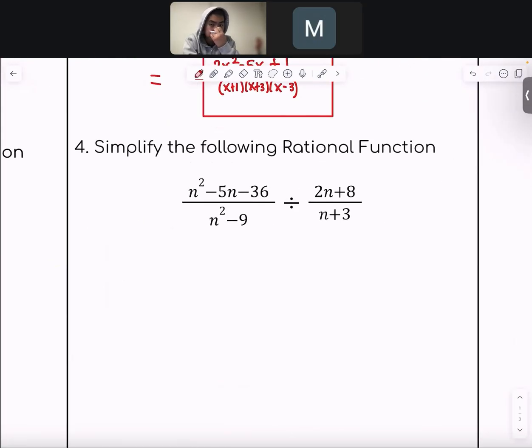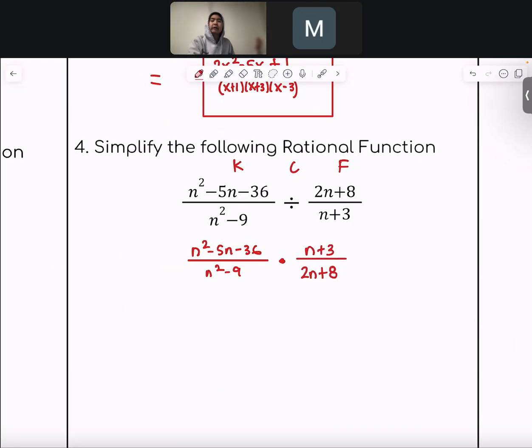Okay, for multiplication and division. So we have division, so we have to do keep, change and flip. So n squared minus 5n minus 36 all over n squared minus 9, times, remember, change it and then flip this side, n plus 3 over 2n plus 8. Now we have to factor everything. This is different from adding and subtracting. With multiplication, we can cancel. So we need to cancel this.